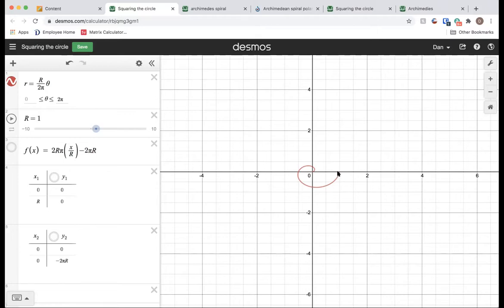We're at the spiral. You're seeing the spiral, right? At Desmos, I should have double checked. Yes. Yep, good. Okay.